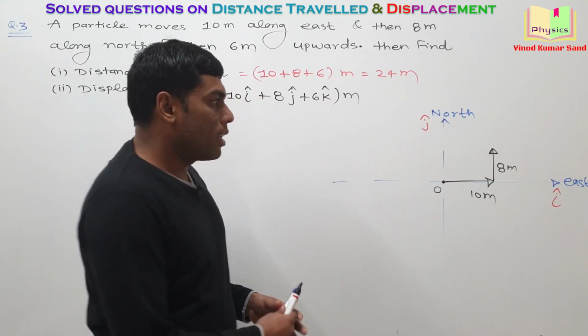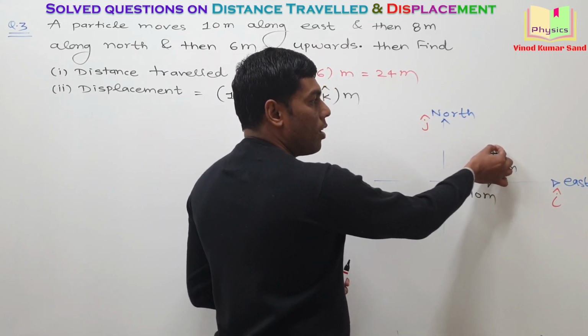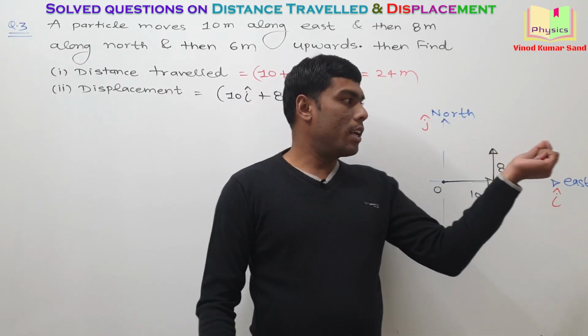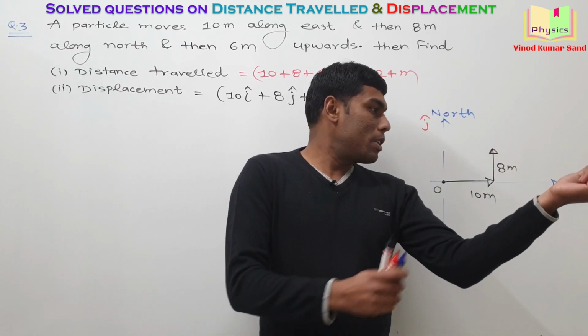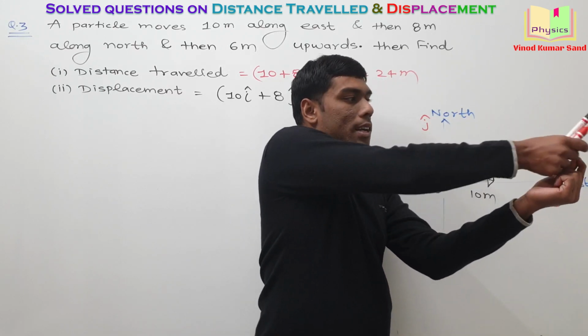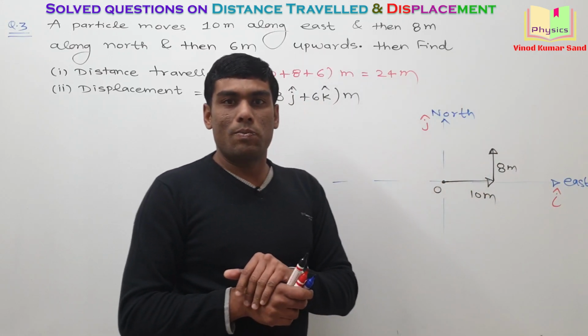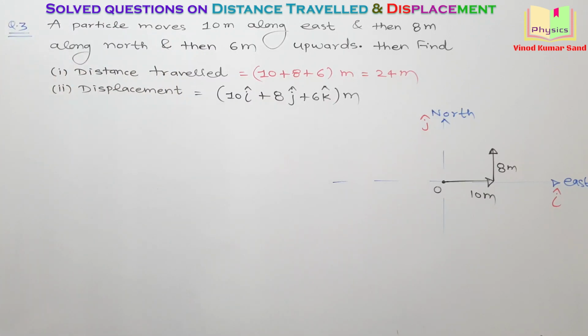So how the particle moves? 10 meter along i cap, 8 meter along j cap, and then 6 meter along the k cap. Getting it? So the displacement vector from the origin will be directed somewhere like this in 3-dimensional space. Fine. Note it down. Then we'll go for the fourth question.